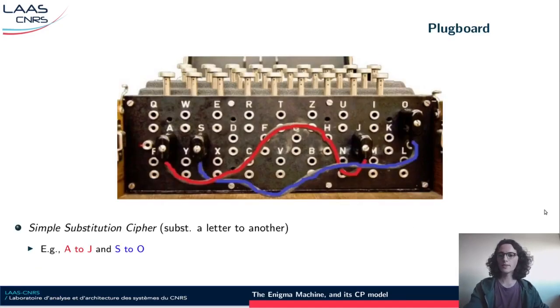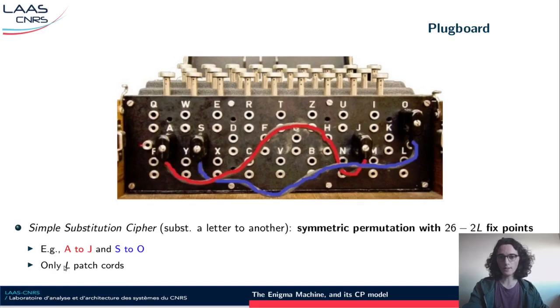The plugboard can be seen as a substitution cipher, which substitutes one letter for another letter. In this example, there are two chords. The first link is from letter A to letter J, and the second link is from letter S to letter O. This means that if you type an A, through the plugboard the letter A will be turned into a J, and so on. There is a known number of patch chords, which is L, which makes this whole substitution a symmetric permutation with 26 minus 2L fixed points, letters encoded to themselves.